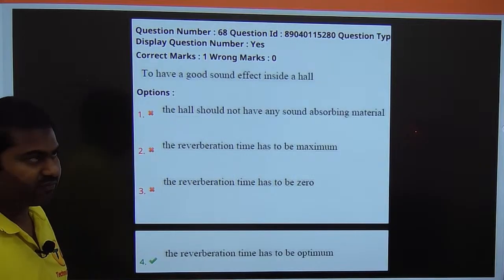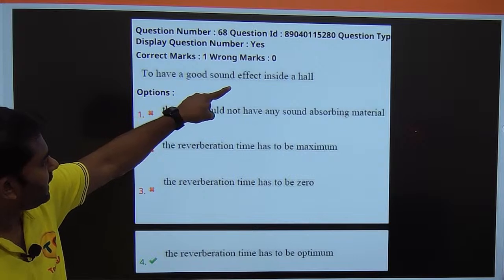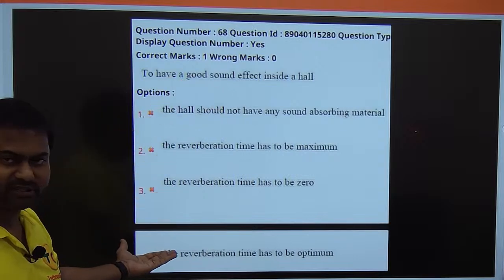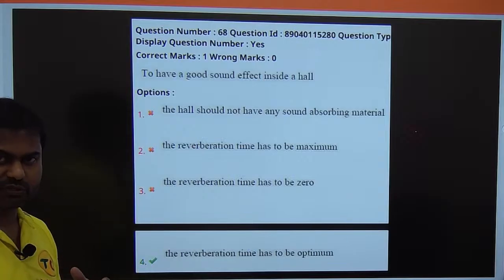Okay, and this is a very straightforward direct question. To have a good sound effect inside a hall, obviously the reverberation time has to be optimum. Reverberation time is basically the persistence of sound.